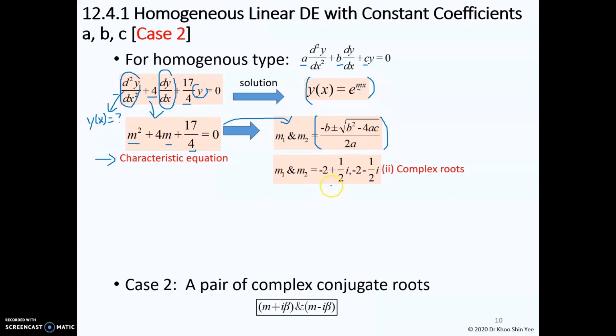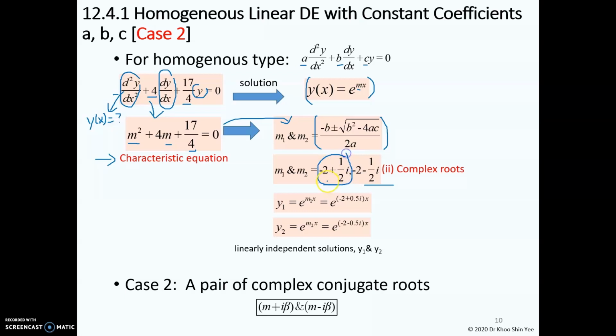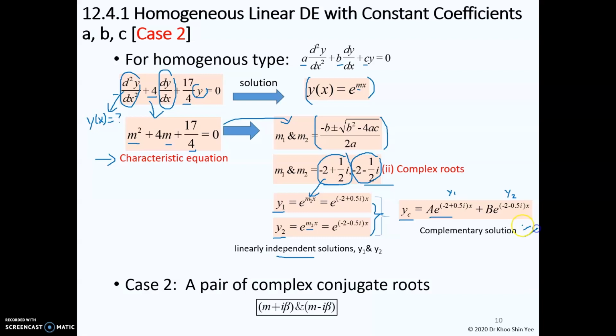Then in this case, you obtain two complex numbers. So you can substitute the m1 inside the exponential formula to obtain the first solution. Then you continue to substitute the m2 inside here to obtain the second solution. And these two solutions are linearly independent. Therefore, you can obtain the complementary solution equal to the linear combination of the constant multiplied with your first solution y1 plus the second constant multiplied with your y2. So this is the final answer.